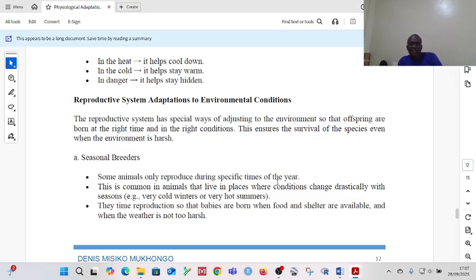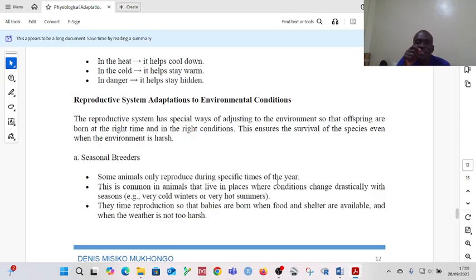So what about the reproductive system? The adaptations that are happening in line with the reproductive system. On the basis of the environmental condition, the reproductive system has special ways in which it will adjust so that when the offspring are born in that environment, they are born at the right time and in the right conditions. What this does is that it ensures the survival of the species even when the environment is harsh. Because the offspring are not just being born, but the reproductive system has been adjusted by the environment so that when the offspring are born, they are born at the right time when the conditions are most conducive.